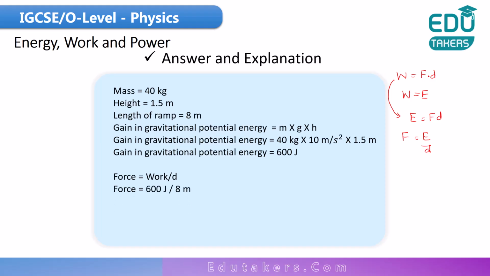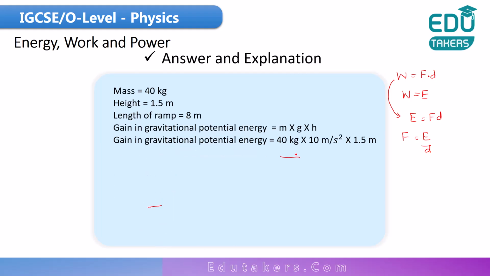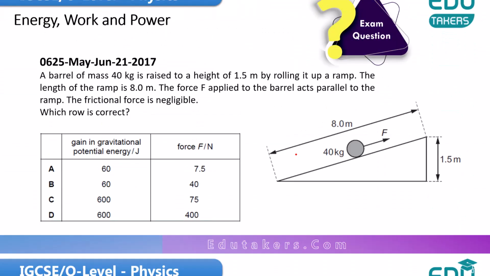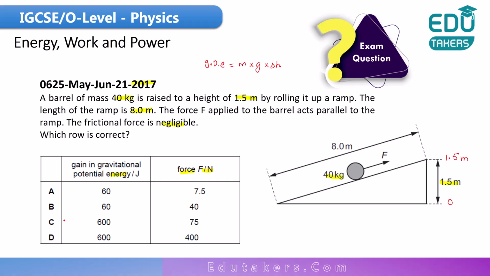That's why here is 600 joule and the length of the ramp is 8 meter. You get the force that comes to be 75 Newton. So you can see from here the gravitational potential energy is 600 joule and the force comes to be 75 Newton. Answer C is correct. Let's go back and see the answer. Here in answer C, you can see the gain in gravitational potential energy is 600 joule and the force is 75 Newton. It means that answer C is correct.